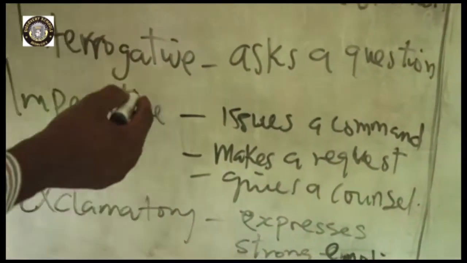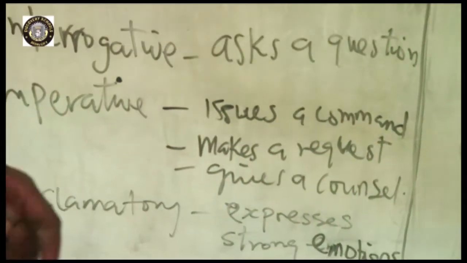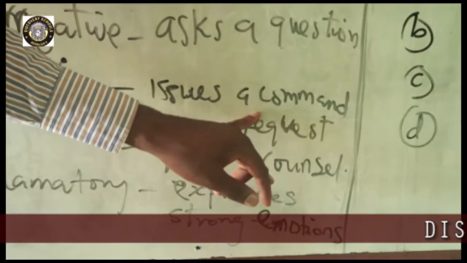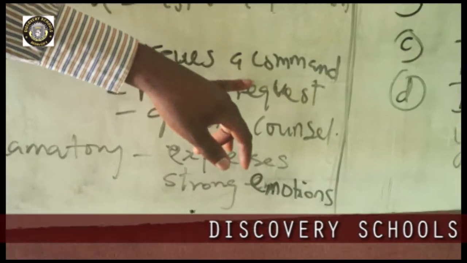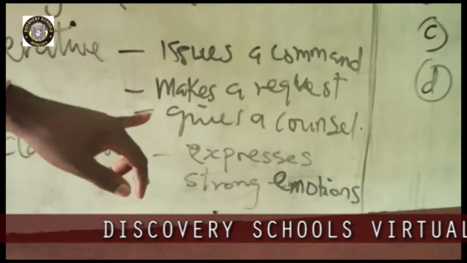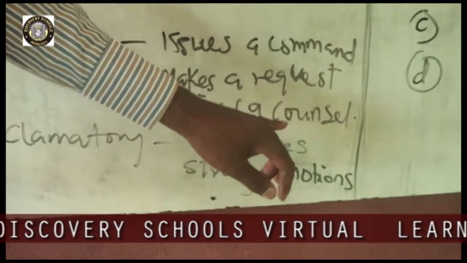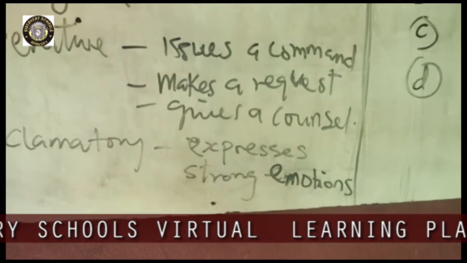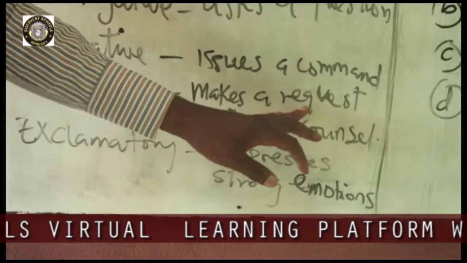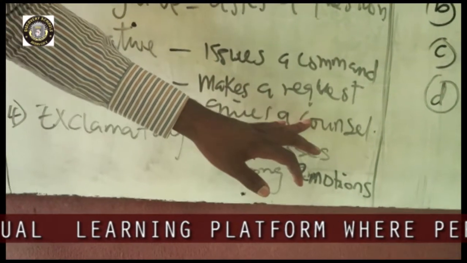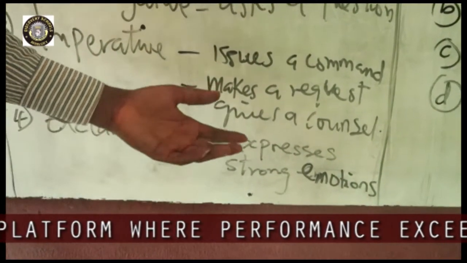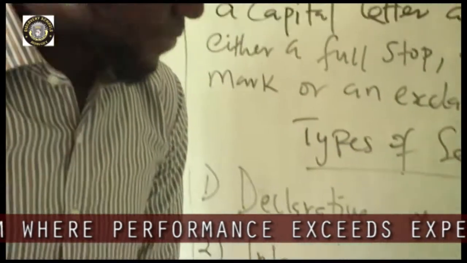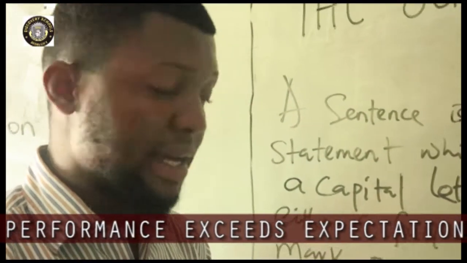Then we have an imperative statement. An imperative statement does several things. Number one, it issues a command. Shut the door. Keep quiet. Listen to me. Those are commands. Is that okay? It makes a request. Could you please give me your book? Could you please shut the door? Could you please leave your table behind? Could you please leave your ruler with me? Those are what? Requests. And they are imperative.